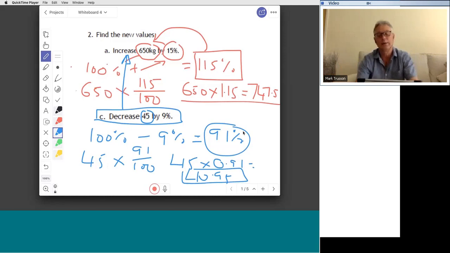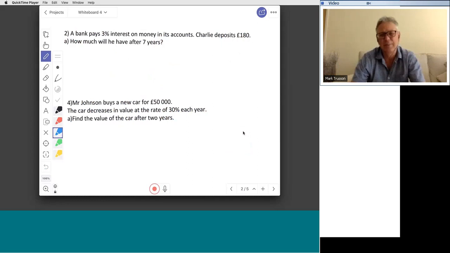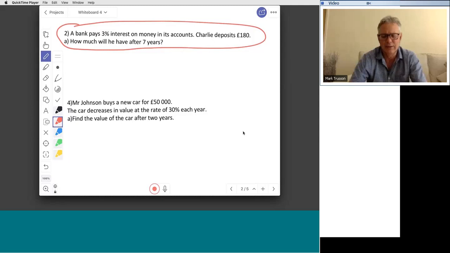Now, compound interest sounds quite complicated, but basically it's doing the same thing as we've just done, but over a number of years. So we're increasing something by a percentage over a number of years or months, depending on how long the interest is applied to. So if we take this first question here, question two. A bank pays 3% interest on money in its accounts. Charlie deposits £180. How much will he have after 7 years?